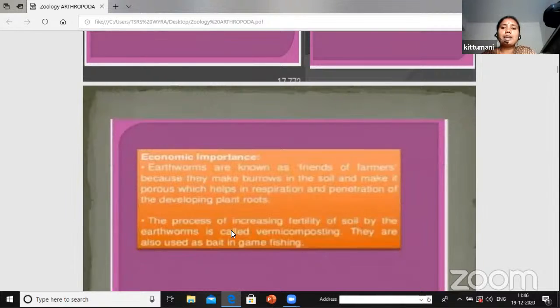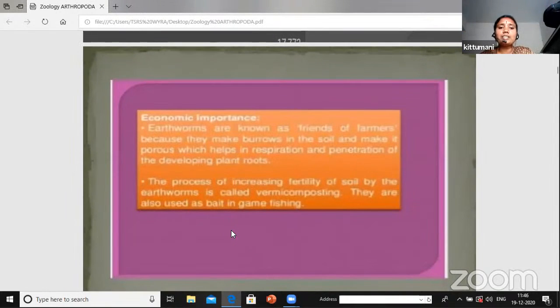And next, the economic importance of earthworms. What is the economic importance? We are well aware of the earthworm. It is a friend of the farmer because it makes burrows in the soil and forms pores, which help in respiration and the penetration of developing plant roots. It lives in the soil, so it makes burrows and loosens the soil, which is useful for the plants.